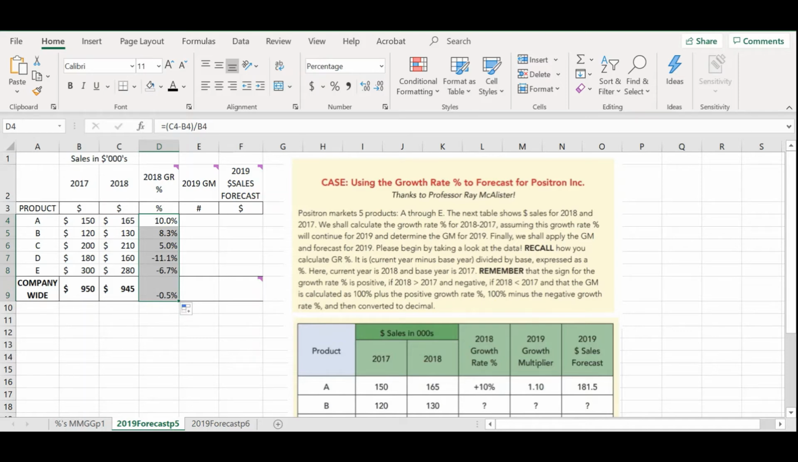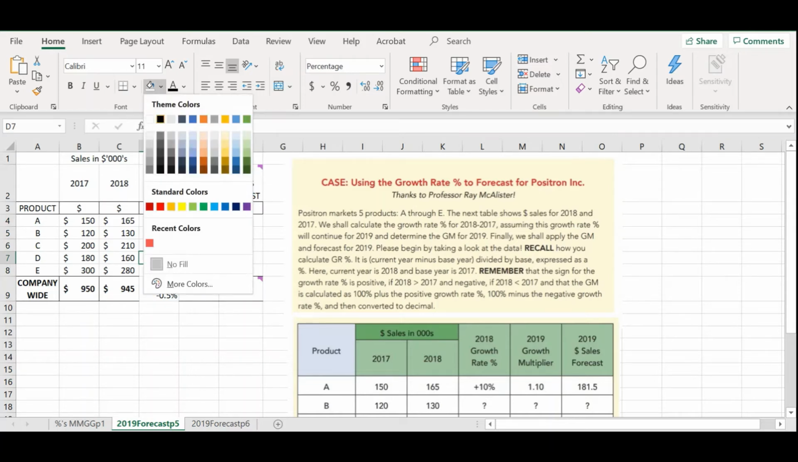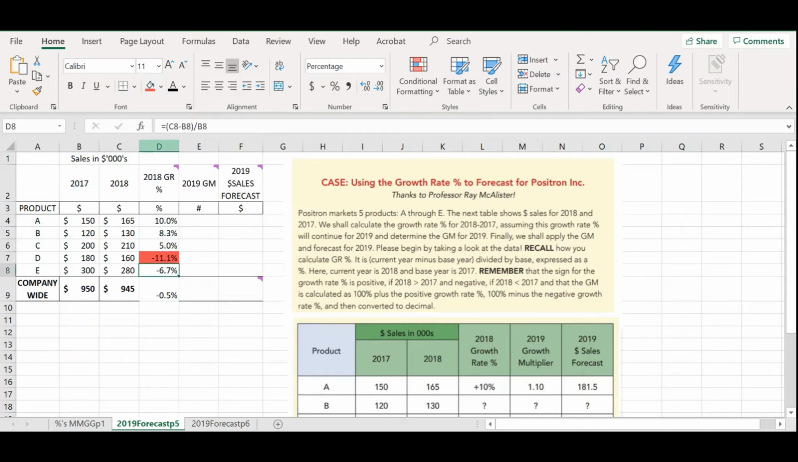Now, one of the things I like to do in making reports for executives is go in and highlight stuff that is in the red, okay? It helps them identify very quickly what is a problem area. So I'm just going to bold those numbers so we can be sure and see them. That's not what the textbook asks us to do, but I think it's a good habit to get in.